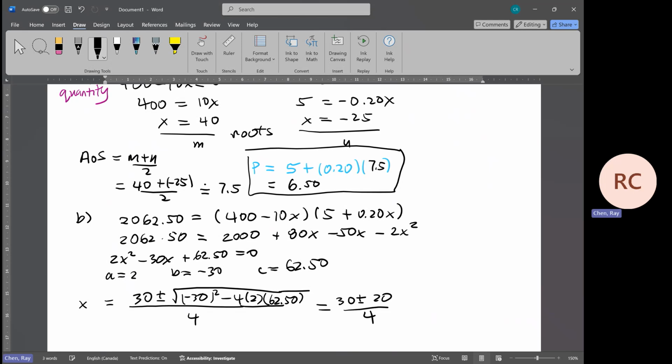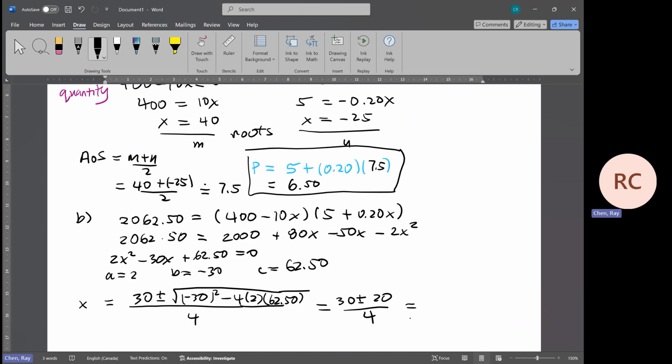So that's what we get. Basically under that square root, 900 minus 400. I think, well, maybe I made a mistake. Hold on a second. 4 times 2 times 62.5 is 500. So it's 900 minus 500 is 400. Square root of 400 is 20. And so we actually get two answers.